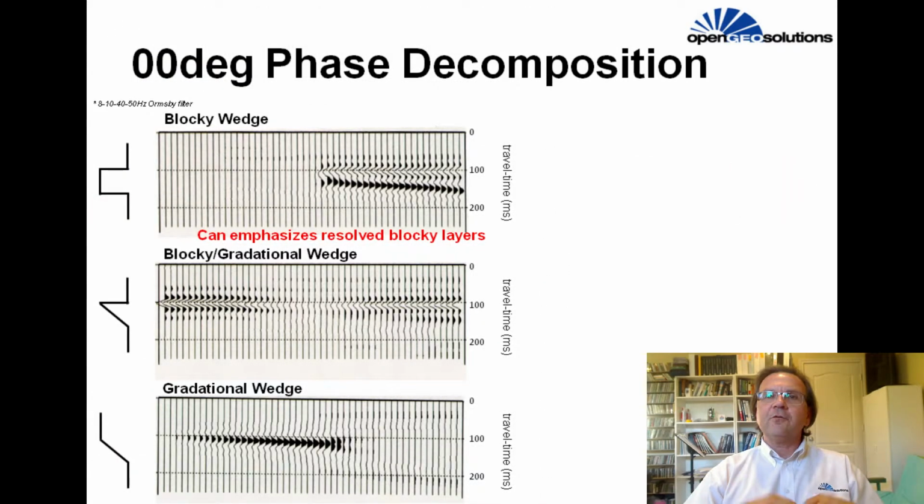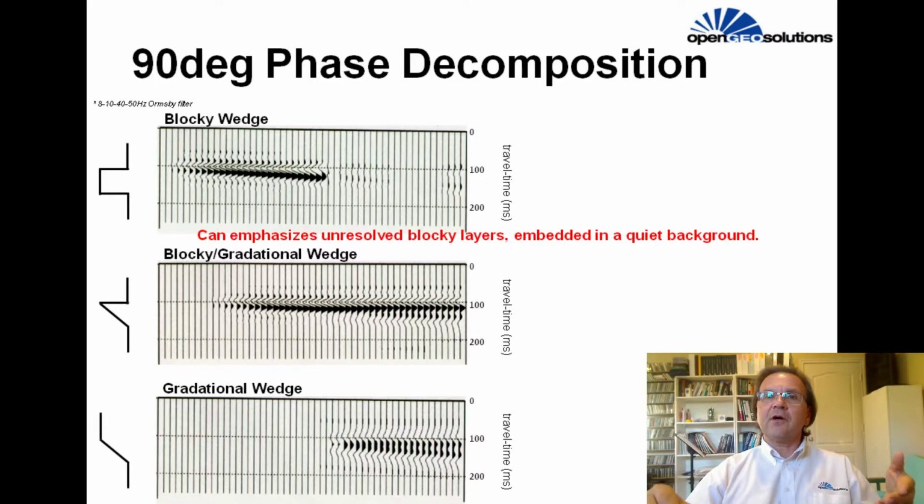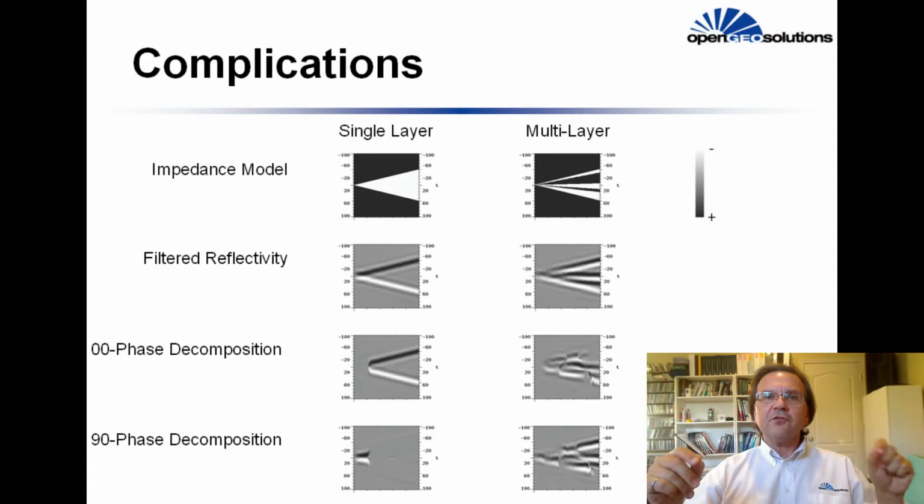Once tuning is introduced, they can help highlight resolved blocky events, which tend to exhibit 0 and 180-degree behavior, versus unresolved blocky events, which tend to exhibit 90 and 270-degree behavior. This, of course, relies on the input being zero phase. Additionally, uncertainty and complications creep in when you consider that the subsurface is made up of a much more complicated distribution of resolved, unresolved, blocky, and gradational content.